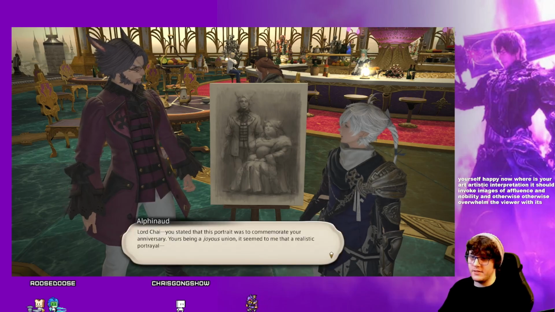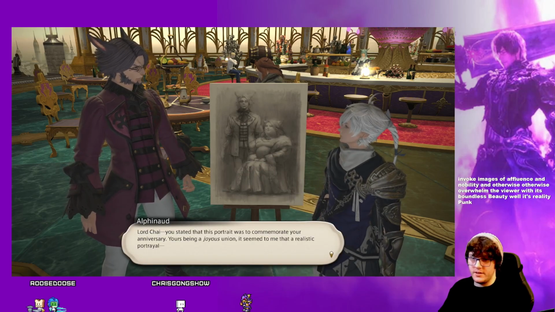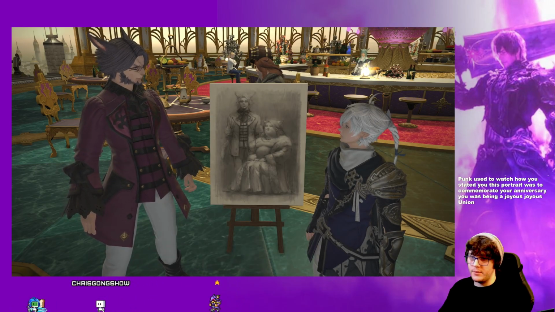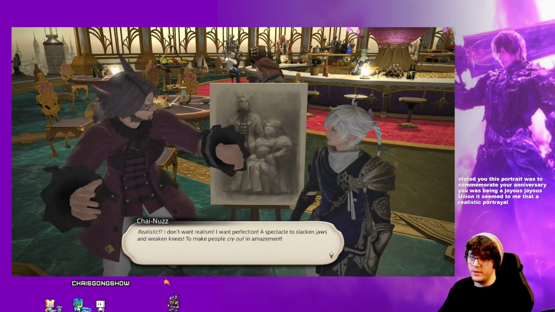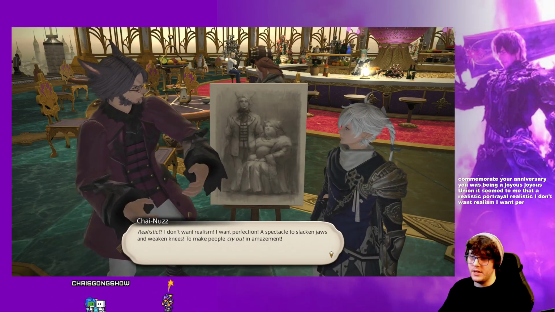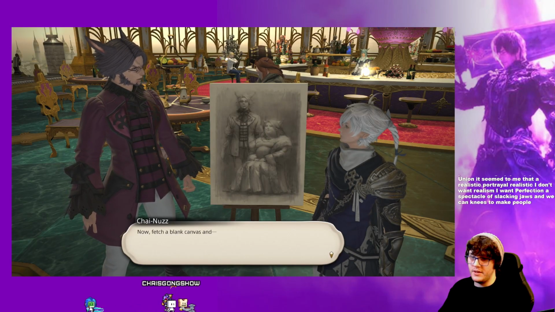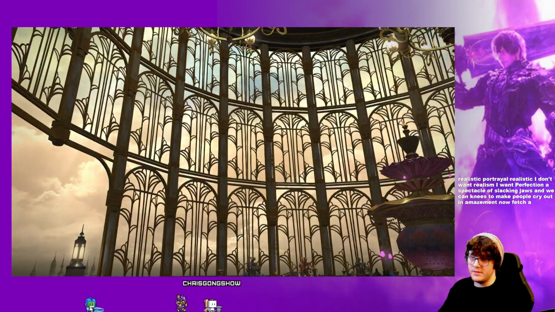Well, it's reality, punk. Lord Chai, you stated this portrait was to commemorate your anniversary, yours being a joyous union. It seemed to me that a realistic portrayal... Realistic? I don't want realism, I want perfection. A spectacle of slackened jaws and weakened knees. Make people cry out in amazement. Now fetch a blank canvas then.